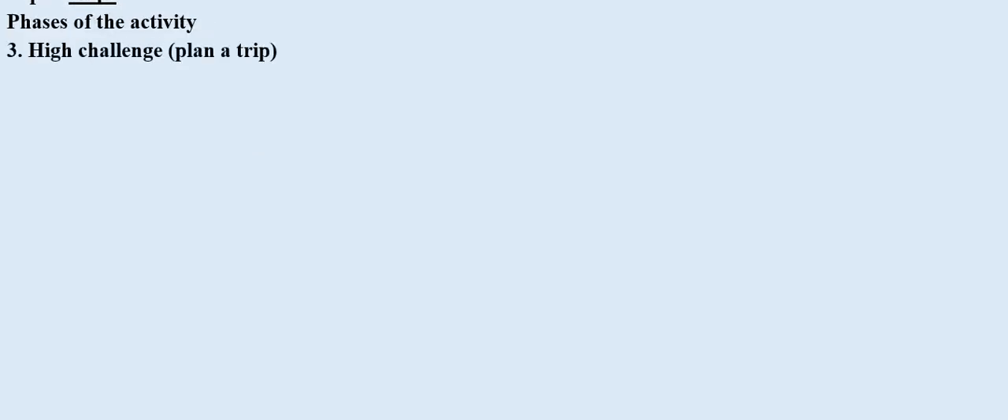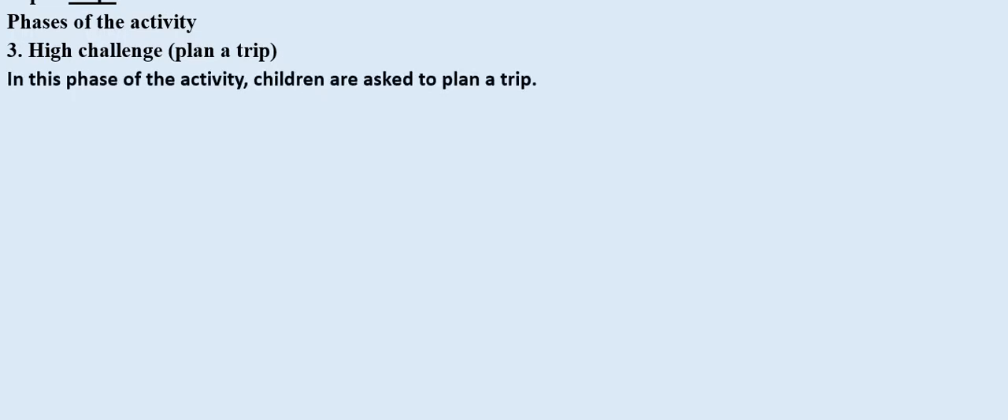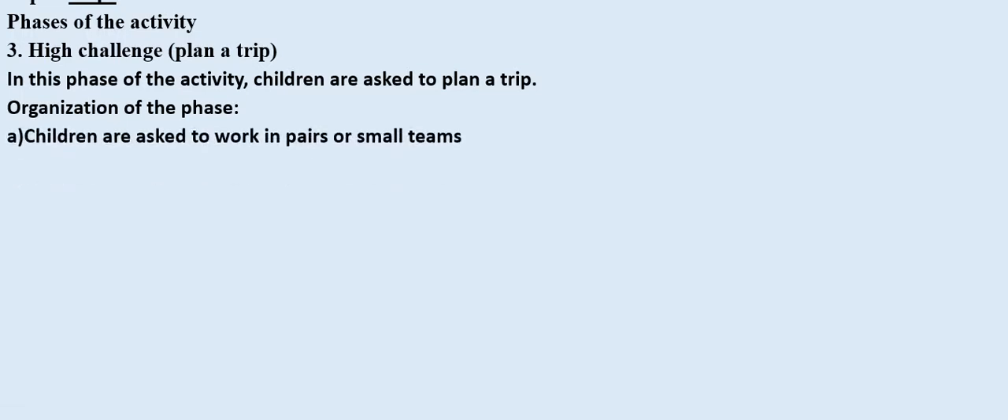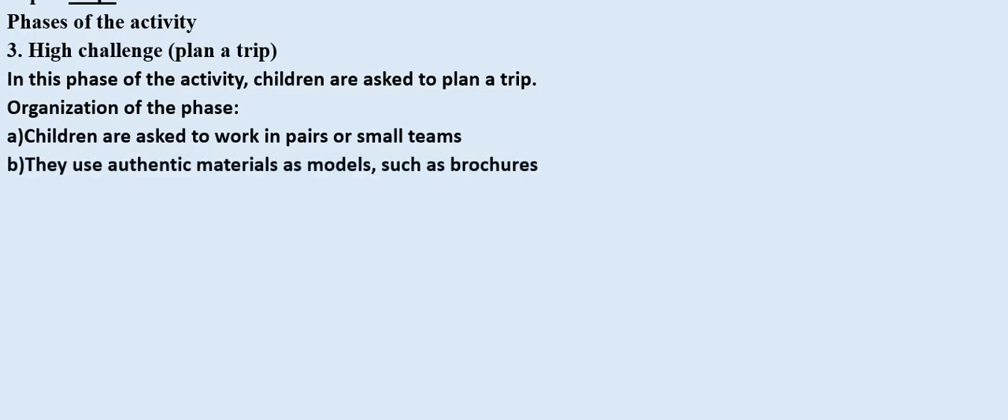and this is the high challenge, where they have to do the main task of the class. Okay, in this phase of the activity, children are asked to plan a trip. So this is the organization of the task. Children are asked to work in pairs or small teams. They use authentic materials as models. This is very important. Children have to have a model. In this case, they use some brochures.